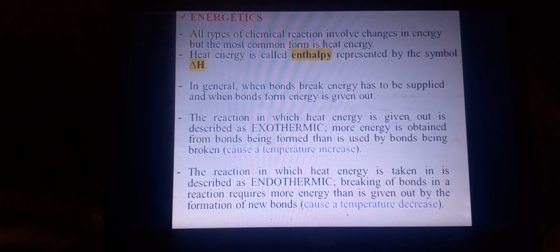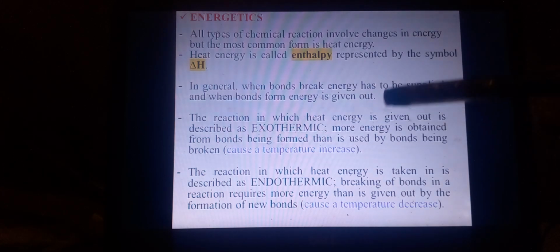So remember, when we talk about energetics, we are generally going to deal with reactions which involve energy changes. All types of chemical reactions involve changes in energy, but the most common form is heat energy. During a chemical reaction, there is breaking of bonds and formation of new bonds. So the bonds between the atoms normally break so that the atoms exist independently, whereby they will thereafter rearrange themselves to form the products. Therefore, that heat energy is normally expressed in terms of enthalpy and is given the symbol delta H.